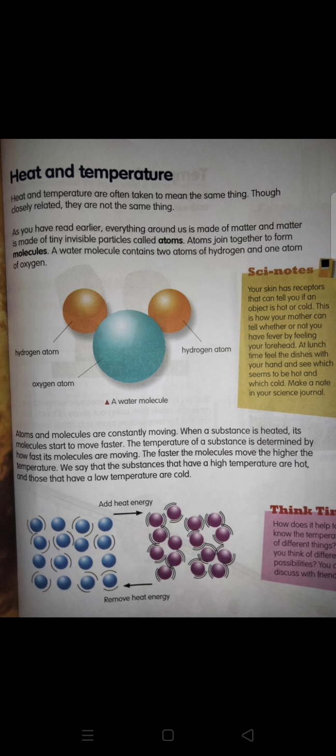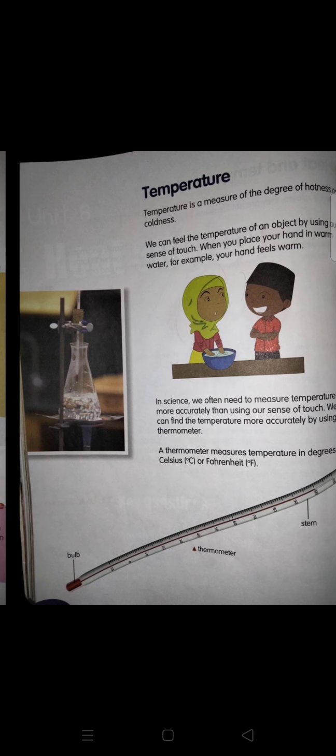And we say that the substances that have a high temperature are hot because the molecules are moving faster. That's why the temperature is higher, and that's why it's hot. And those that have a low temperature are cold, right? Now move to next page.